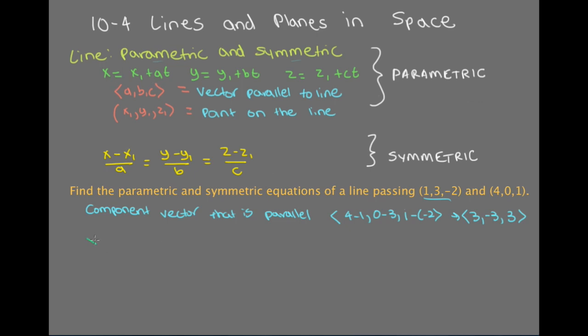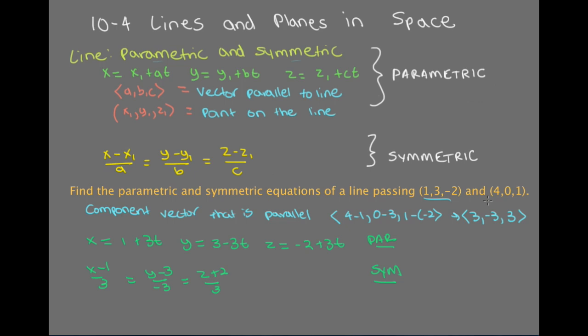So that's going to be x is equal to 1 plus 3t, y is equal to 3 minus 3t, and then finally z is equal to negative 2 plus 3t. That's going to be the parametric form of our equation. And then finally the symmetric form, we're going to solve for t. x minus 1 over 3 is equal to y minus 3 over negative 3, which is equal to z plus 2 over 3. That's going to be our symmetric form of a line passing through these points in space.